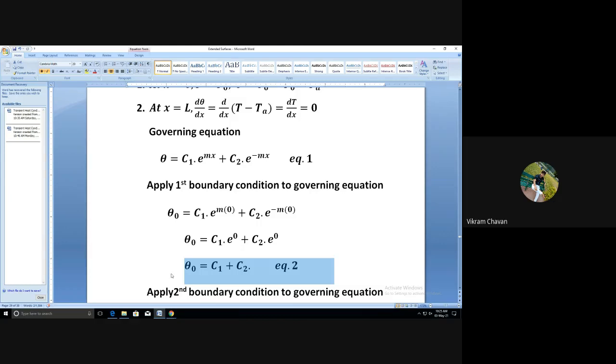Therefore, after applying the first boundary condition, we'll get theta as theta naught. So theta naught is equal to c1 multiplied by e raised to m multiplied by 0 plus c2 multiplied by e raised to minus m multiplied by 0.